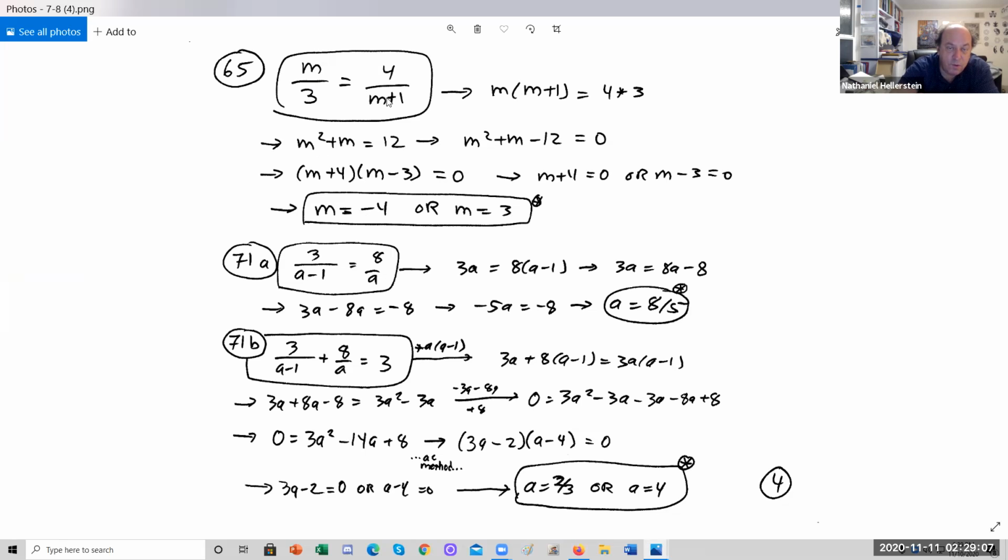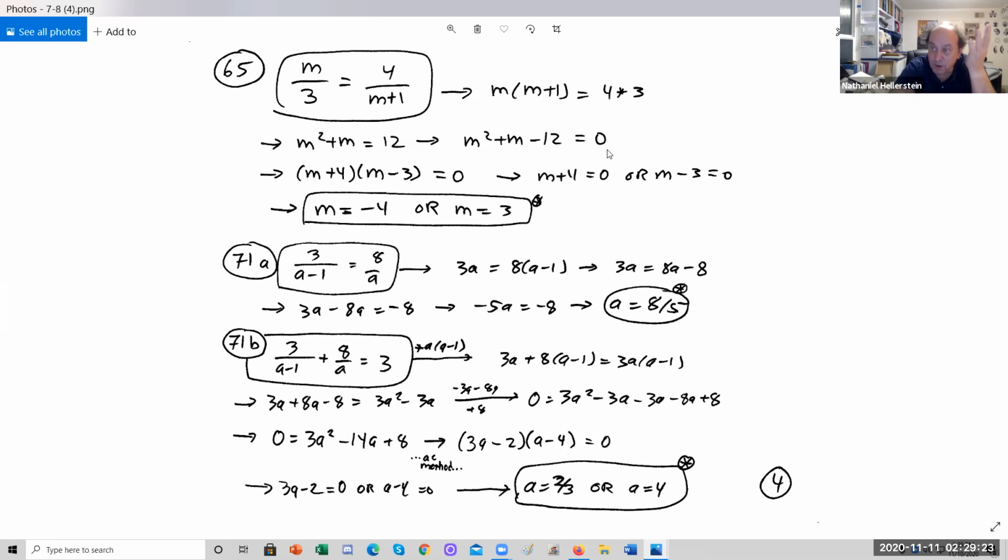m is to 3 as 4 is to m plus 1. Here again we cross multiply. m times (m plus 1) on the left equals 4 times 3 on the right. So it's m squared plus m equals 12, or m squared plus m minus 12 equals 0.